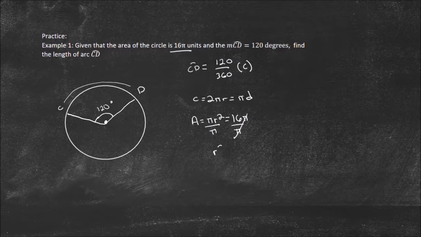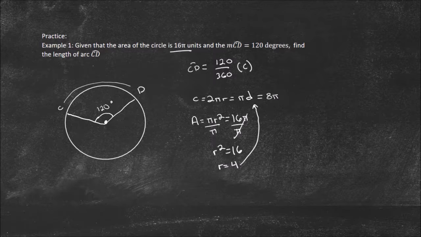That cancels. I'm left with r squared equals 16. So that means r is going to equal 4. Now that I have that, I can plug this back into my circumference formula, the 2 pi r formula. So 2 times pi times 4 is going to be 8 pi. So I have my circumference here.